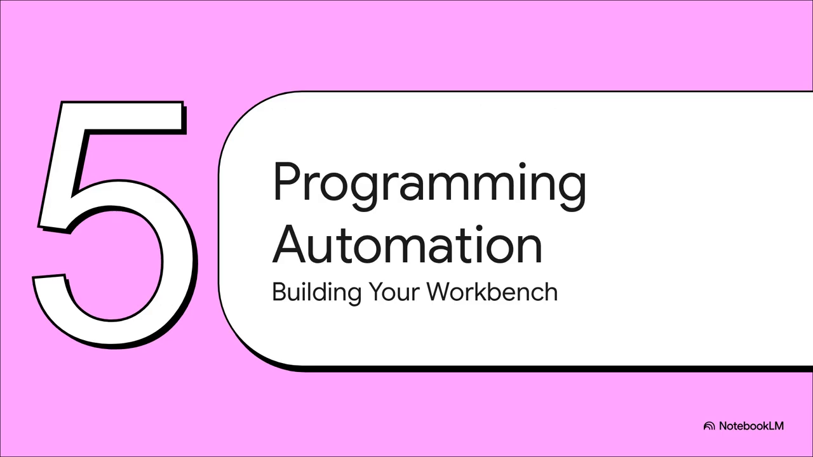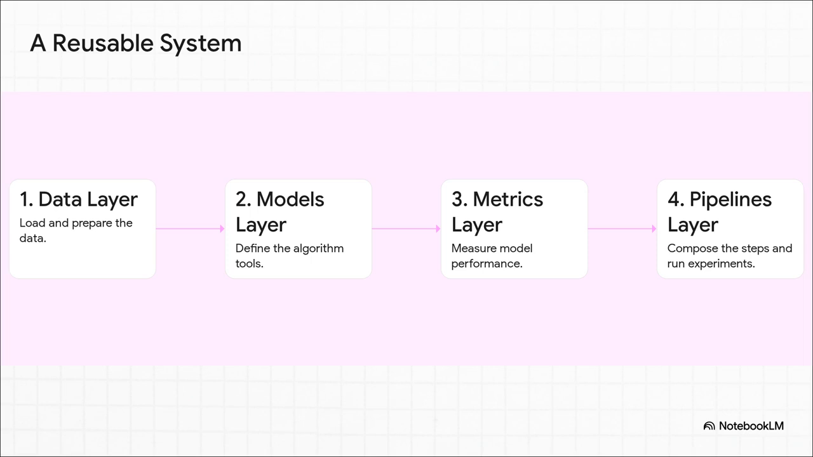Okay, knowing the tools is one thing, but being a real software engineer is about more than just using a tool once. It's about building a proper workbench, a whole system that lets you use these tools efficiently over and over again. It's about automation. And for that, we need to talk about how we structure our code. A really powerful way to organize your code is to think about it in 4 distinct layers. Layer 1, the data layer.